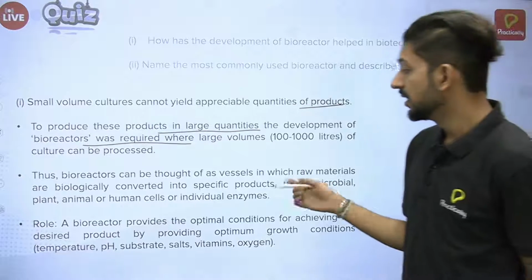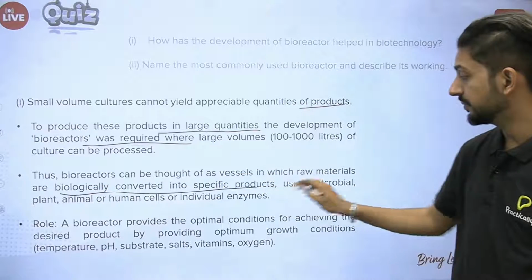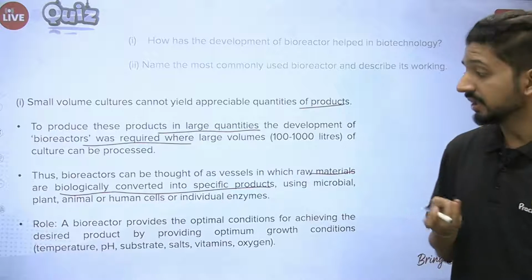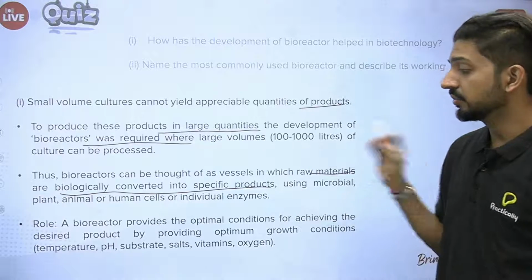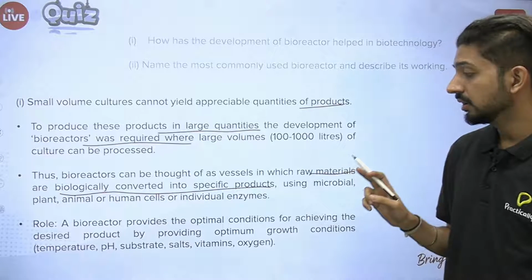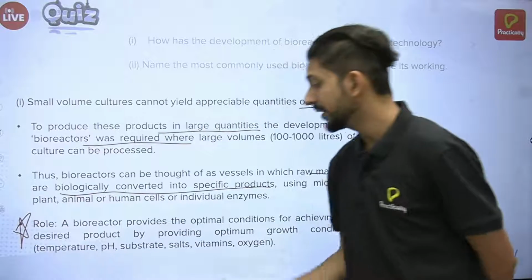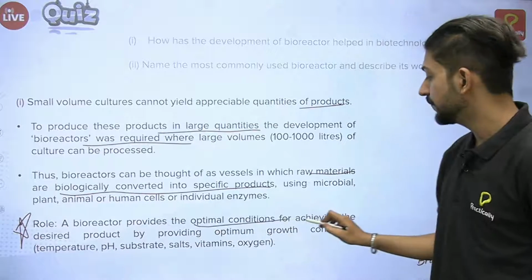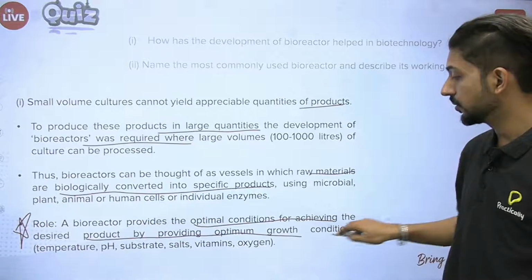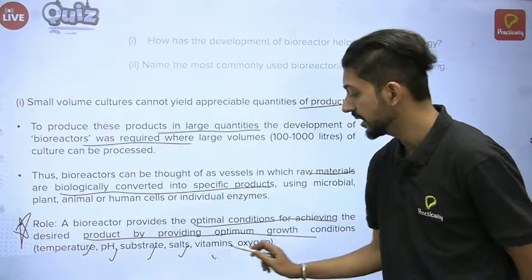Obviously, the raw materials are biologically converted into specific products based on animal or human cells or particular enzymes. And this point is very important: the bioreactor provides optimal conditions for achieving the desired product by providing optimum growth conditions like temperature, pH, substrate, salts, vitamins, oxygen.